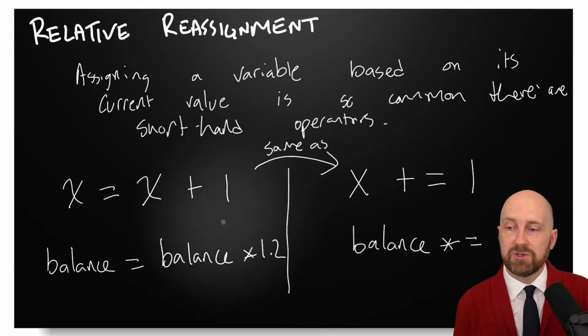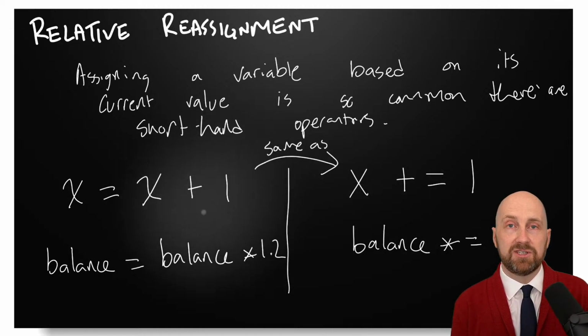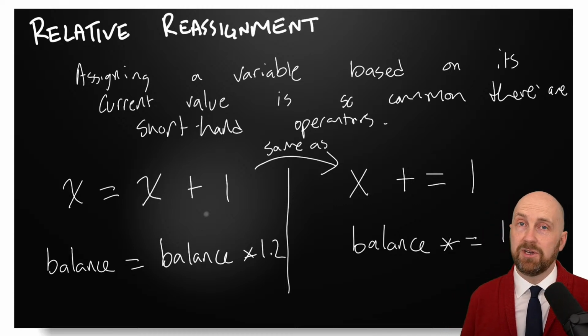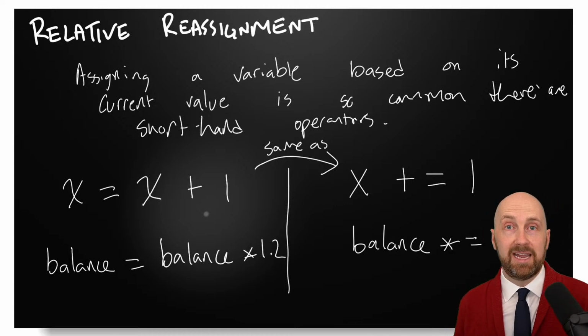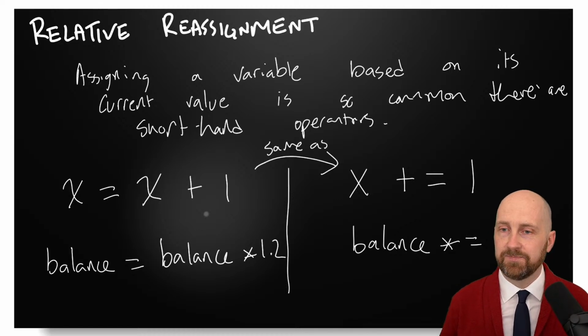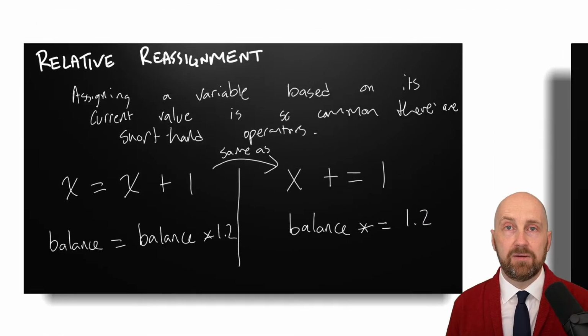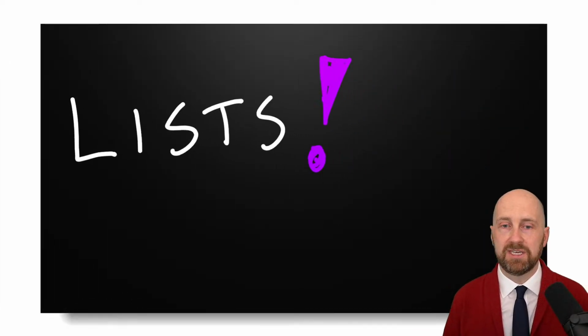I should note that this works with other operators as well, so not just the plus or the addition operator, but subtraction, multiplication. Even with Boolean variables, you can use this with the and an or. And so it's a very powerful shorthand syntax. That's really all there is to say about relative reassignment. I just wanted to mention it because you'll see this in some of the code listings that we do today.